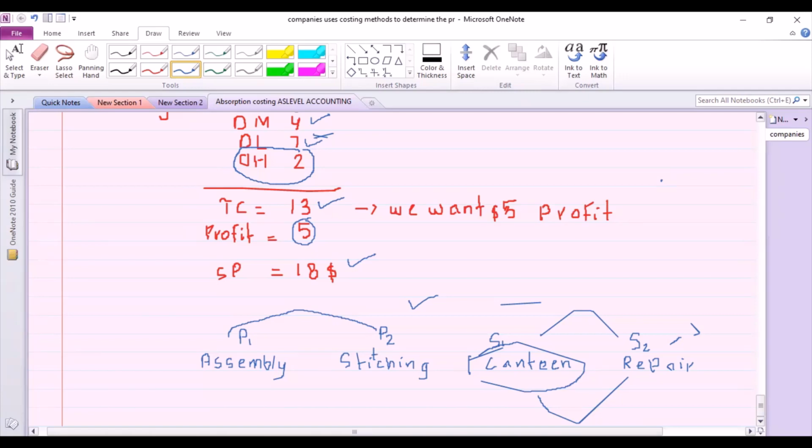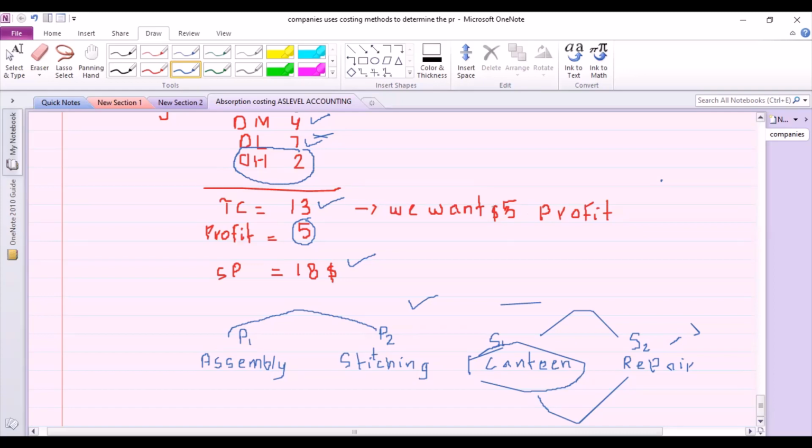For example, if I want to get $5 profit on each bag, then it means I will add $13 and $5, where $13 is my total cost and profit is $5. So it means my selling price would be $18. So I will set $18 as the selling price. Okay, so in this way all of your absorption costing works.